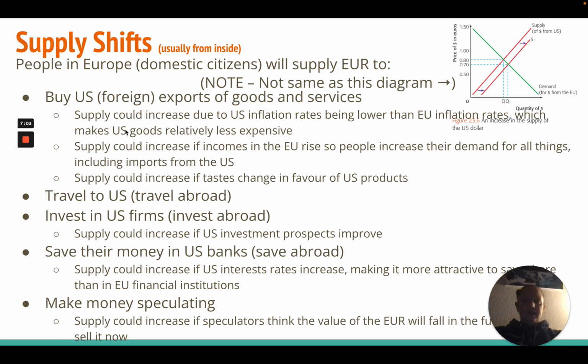So in order to get foreign currency, in this case US dollars, Europeans, yourself, your friends, your family, have to supply your euros in order to get foreign currency. And they need this to buy goods and services, to travel there, and also to invest. So if Europeans are investing in America, then they will supply more of the euro, and this will shift the supply curve to the right. This is almost the opposite of the demand shifts.